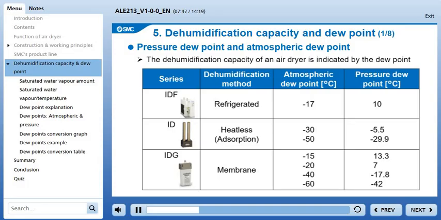As we saw in the product line for air dryers, different dehumidification methods provide different dehumidification capacities. The dehumidification capacity of an air dryer is indicated by its dew point. 2 dew point values are used: atmospheric dew point and pressure dew point. We will learn about each of these in turn.